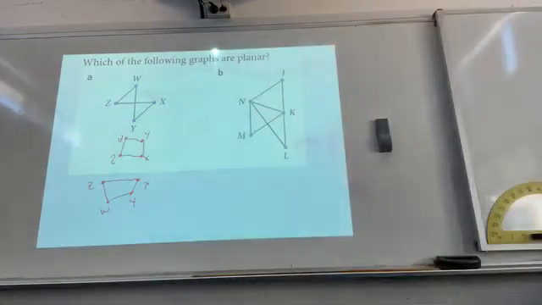Now, with part B, what can you do? How do you make it a planar graph? It's a planar graph when none of the edges cross. How do you make it a planar graph?